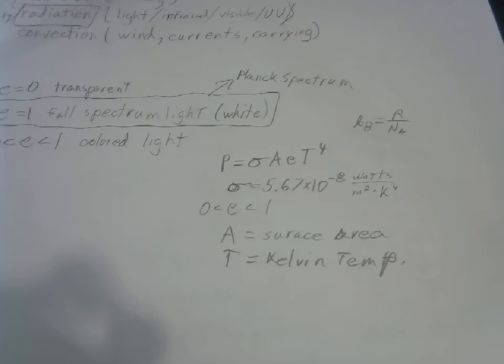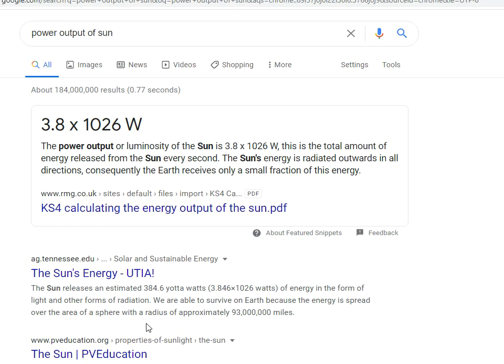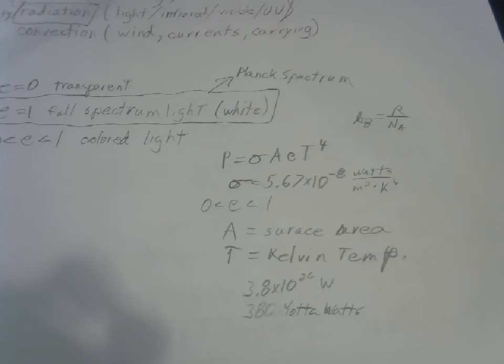The power output of the sun tells you how many joules per second is being released from that gigantic furnace. It comes out to be 3.8 times 10 to the 26th watts. I like to convert it to 10 to the 24th and refer to it as a yotta watt, just for fun, because I think 380 yotta watts is a lot of watts.